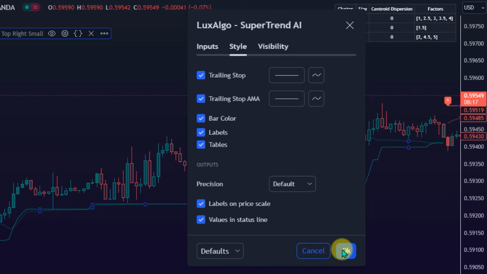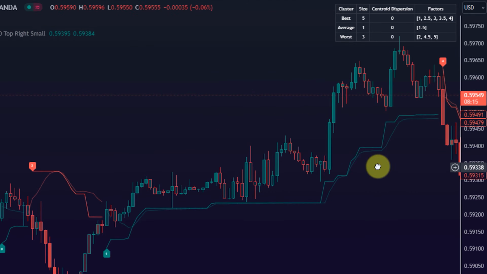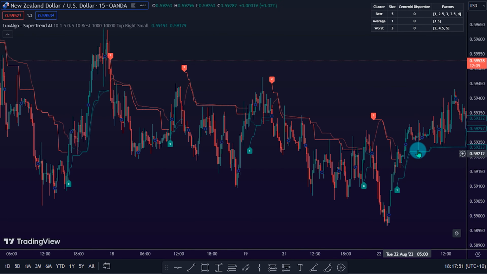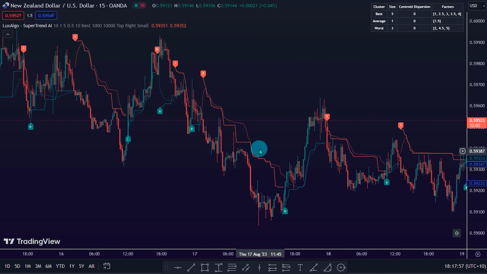How does the SuperTrend AI Clustering Indicator work in the market? We can see in the price chart that the trailing stop and its adaptive moving average can also act as support and resistance. Using higher values of the performance memory setting allows users to obtain a longer-term adaptive moving average of the return trailing stop.